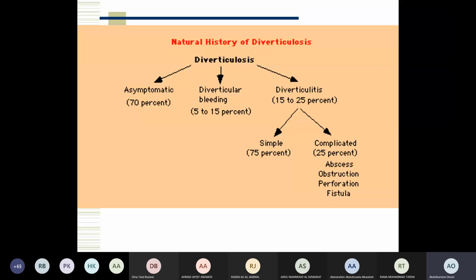Diverticulosis may have diverticular bleeding, which is a very torrential bleeding, severe bleeding may occur. And diverticulitis, these are the two complications; this is the natural history. Either it may pass without any notice, or they may bleed. The cause of the severe bleeding is the diverticulosis.